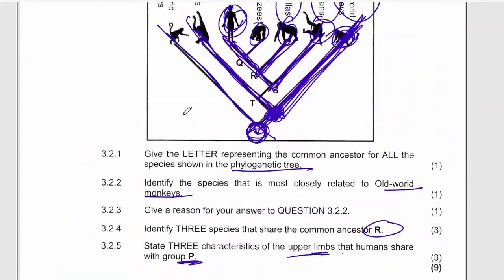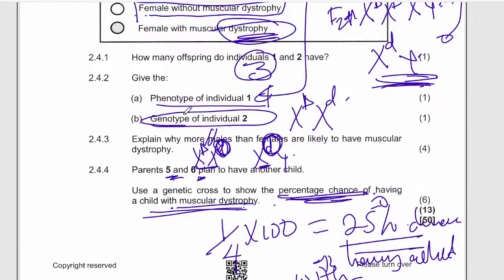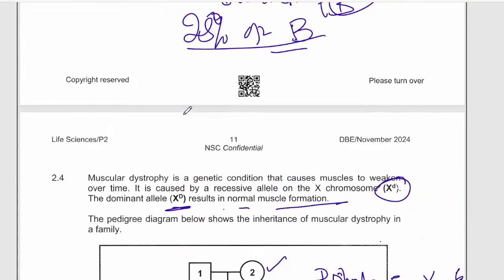If you have an answer which is a little bit different from mine, sometimes it is as a result of different thinking, but that does not make your answer wrong.